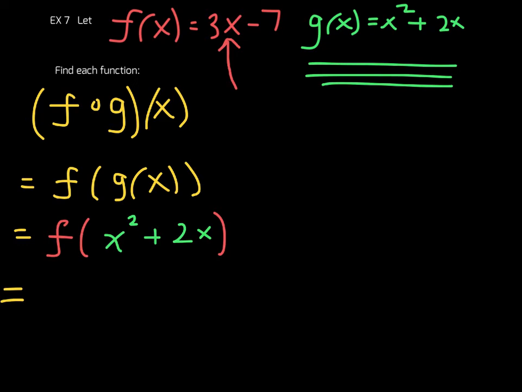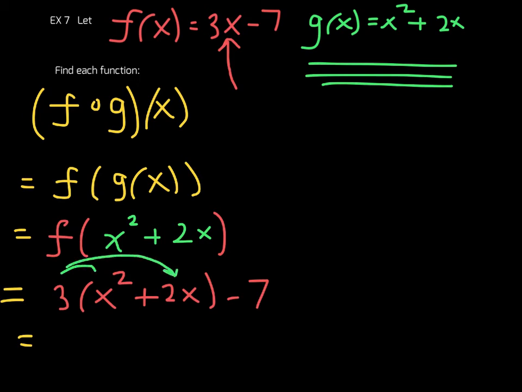So you know how your function f reads 3 times x minus 7? Well, now it'll be 3 times x squared plus 2x minus 7. In other words, it'll look like this: 3 times x squared plus 2x, and then don't forget minus 7. Then we have to distribute that 3. Distribute the 3 to both of those, so then you get 3x squared plus 6x, and then minus 7.